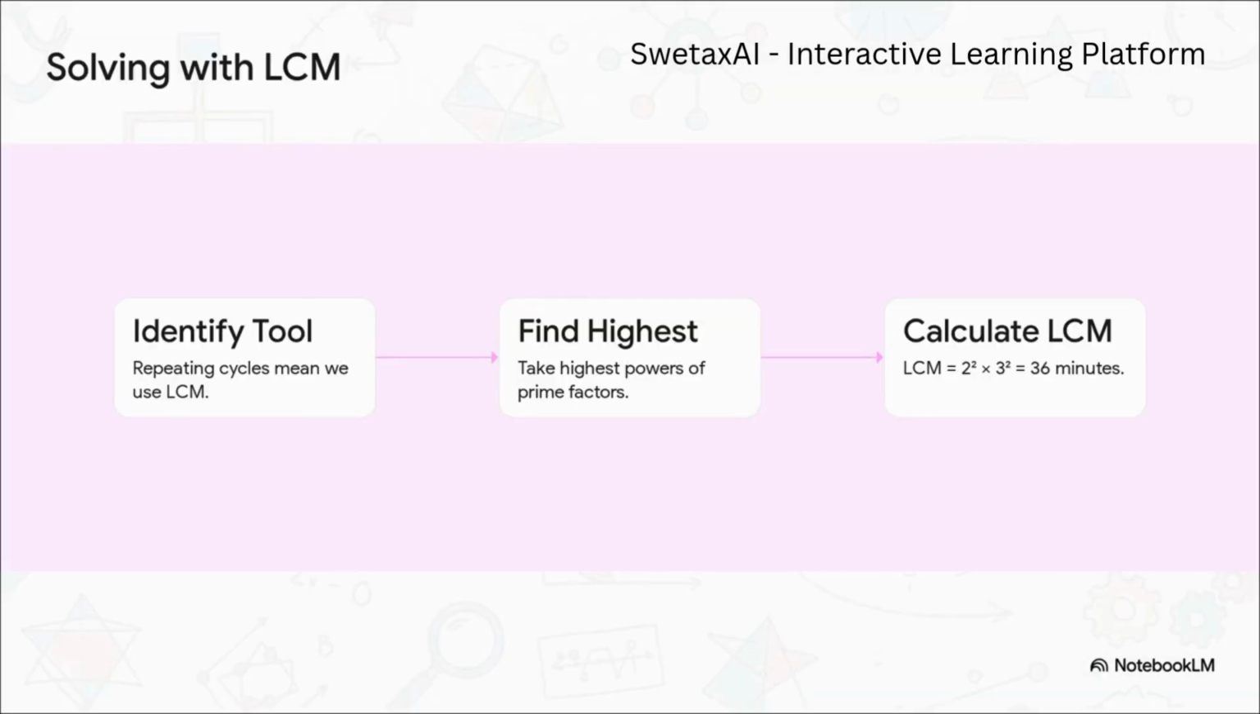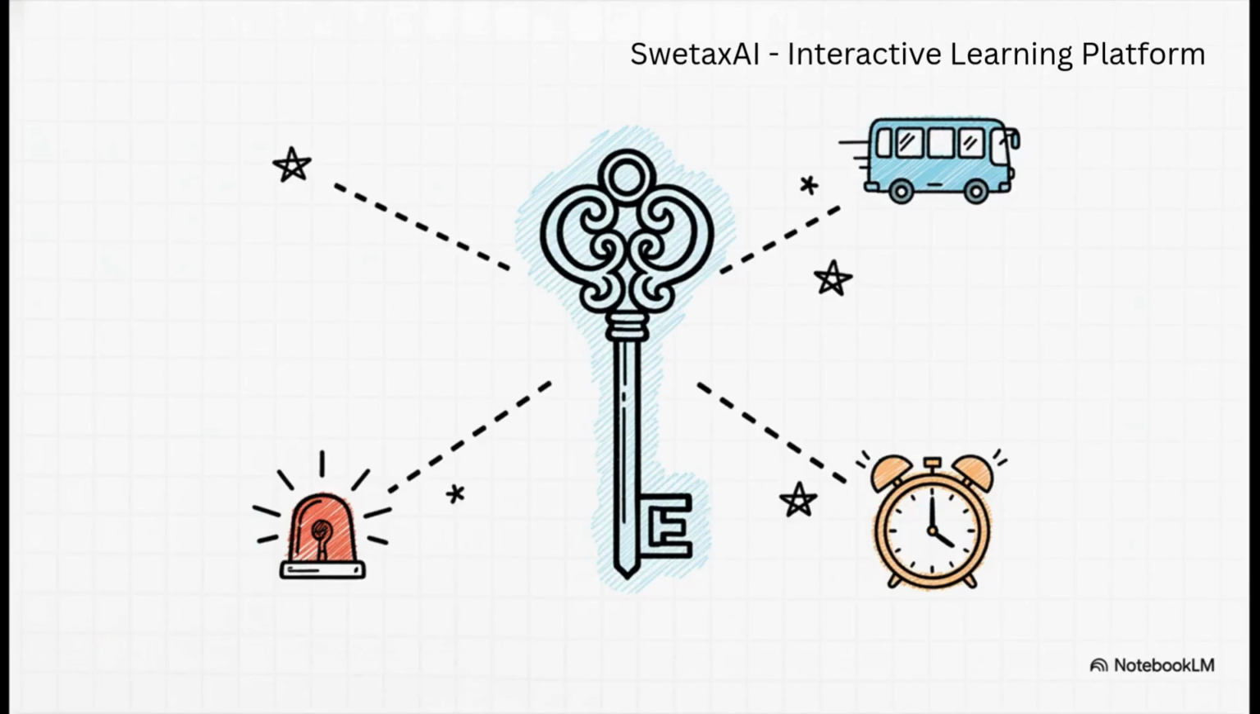Since we're dealing with recurring timings here, we're going to deploy the lowest common multiple. We need to find the smallest multiple that both 12 and 18 share. By mapping their prime factors and taking the highest power of each, or just by using that trusty Venn diagram method we loved earlier, we can calculate the LCM. And it turns out the smallest number both 12 and 18 multiply evenly into is 36. So 36 minutes is our magic number. Now just add that 36 minutes to our 9 a.m. start time. And we know for sure that those bells will sync up exactly at 9:36 a.m.